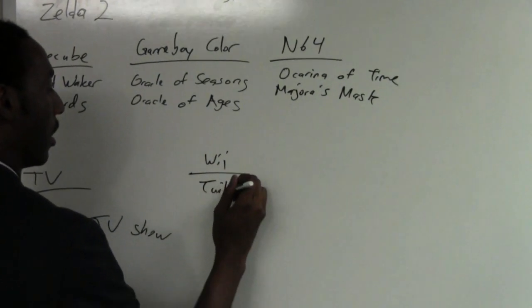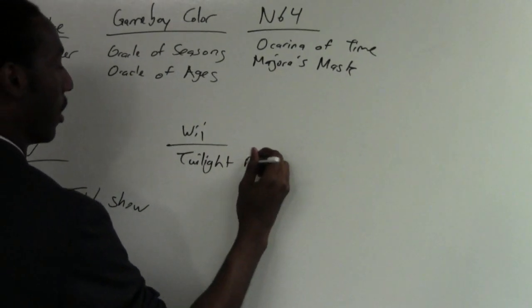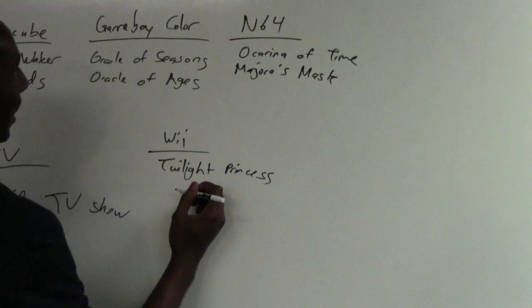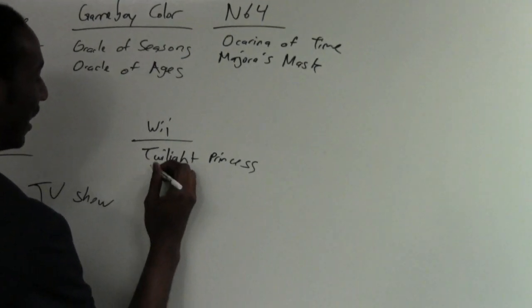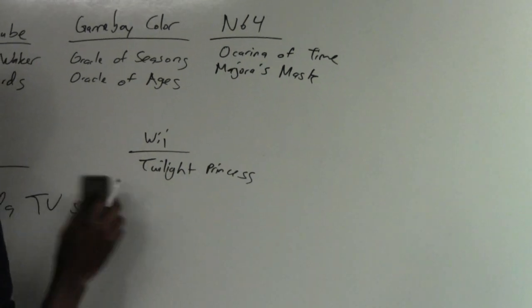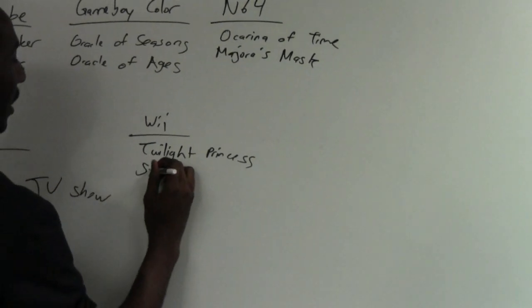Twilight Princess and Skyward Sword. I have a feeling we're forgetting some games. I'm sure we are. Phantom Hourglass? Hourglass was the DS. And Spirit Tracks. So the DS ones, Phantom Hourglass. Try to squeeze that in there.